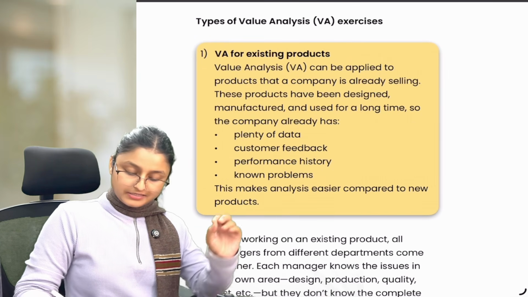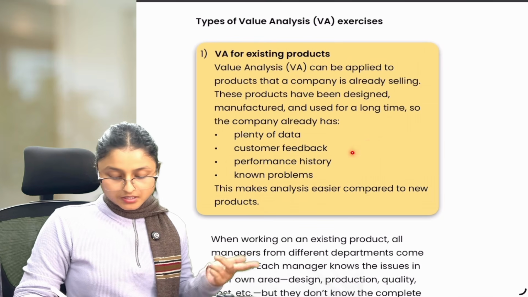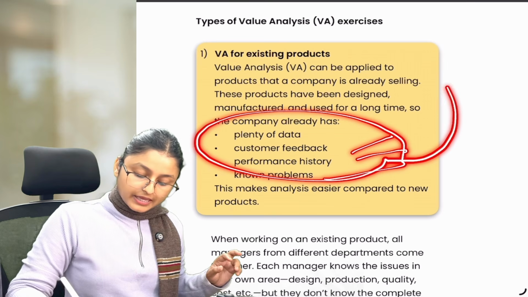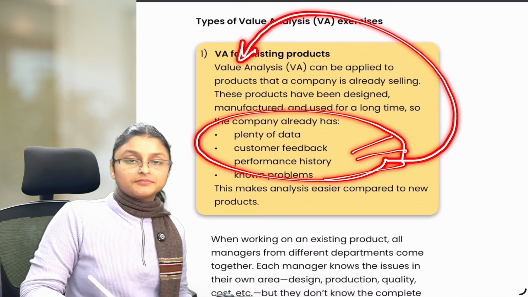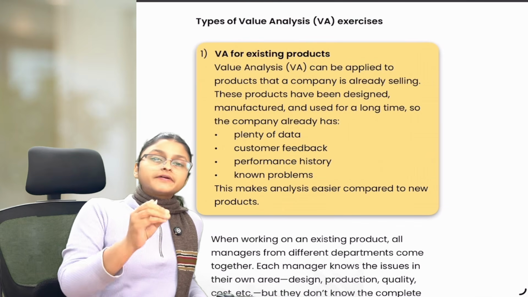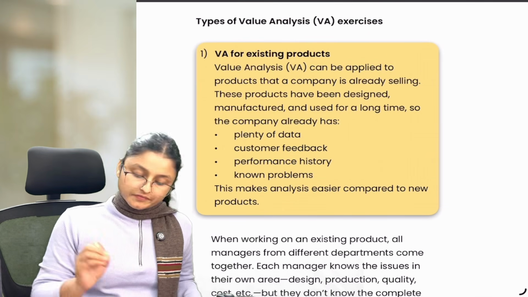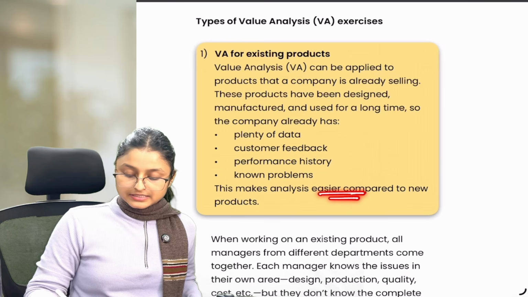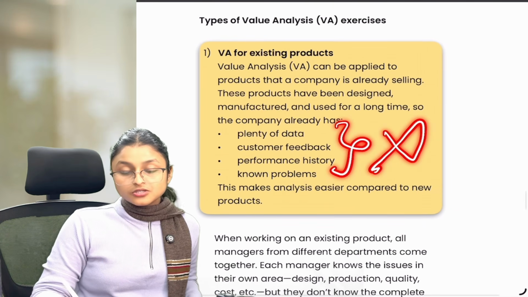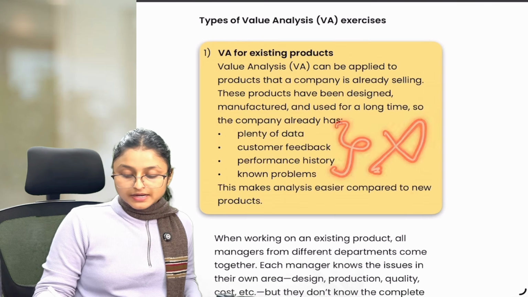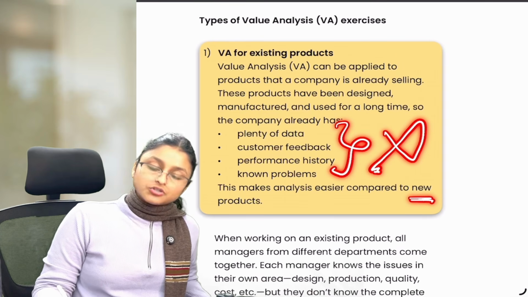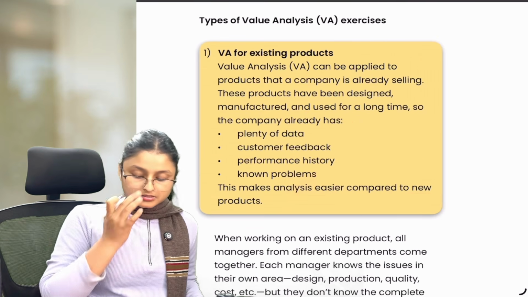So the company has a lot of data about them. Customer feedback, performance histories, known problems, all of these are available, and that is why value analysis is applicable. Value analysis applies where data is available of the product, and that is why we choose existing products for value analysis. This makes analysis easier compared to new products, because think about it, for a new product you will not have any of this data, and that is why it becomes a little tough to do analysis for new products as compared to existing products.